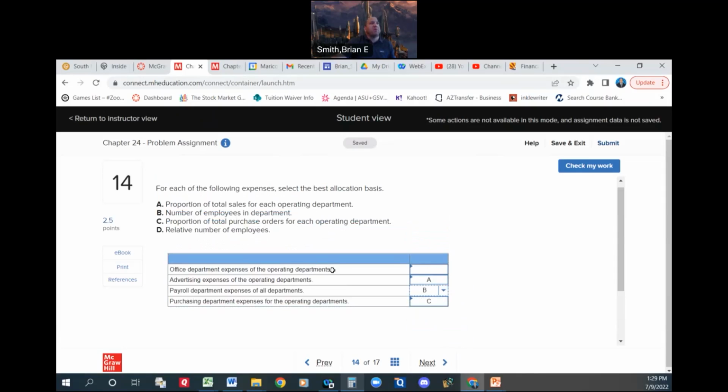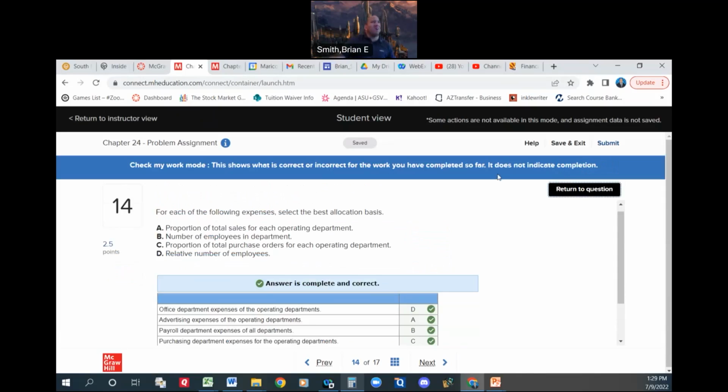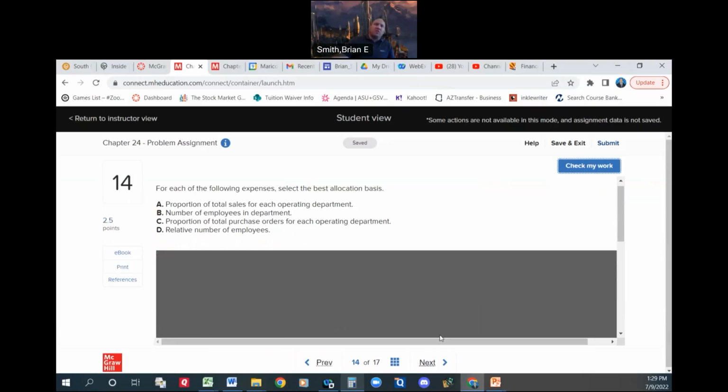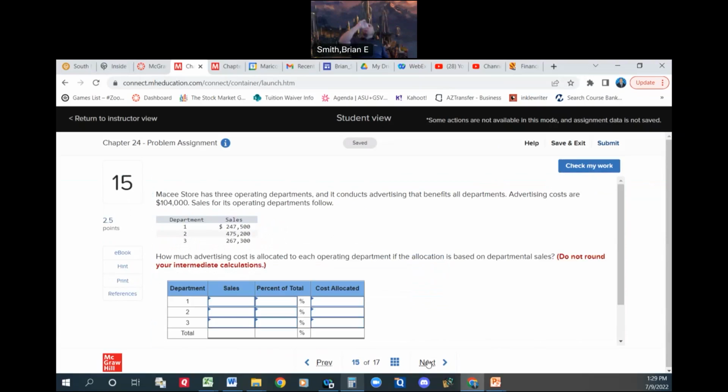Office department expenses. Relative number of employees. I think that's what it should be, D. I don't know, that first one is worded kind of funny. I really am not sure I'm digging on it. That's what is throwing me off. Office department expenses of the operating departments. Relative number of employees. I think that should be something more specific because I just don't understand what they're saying there. So whatever. We got it right.